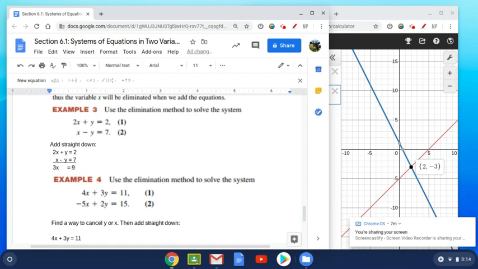Here's the only time that it's really, to me, super beneficial to use the elimination method. If you look at the equations and you notice you have a positive and a negative of something, then yeah, go ahead and use the elimination method.